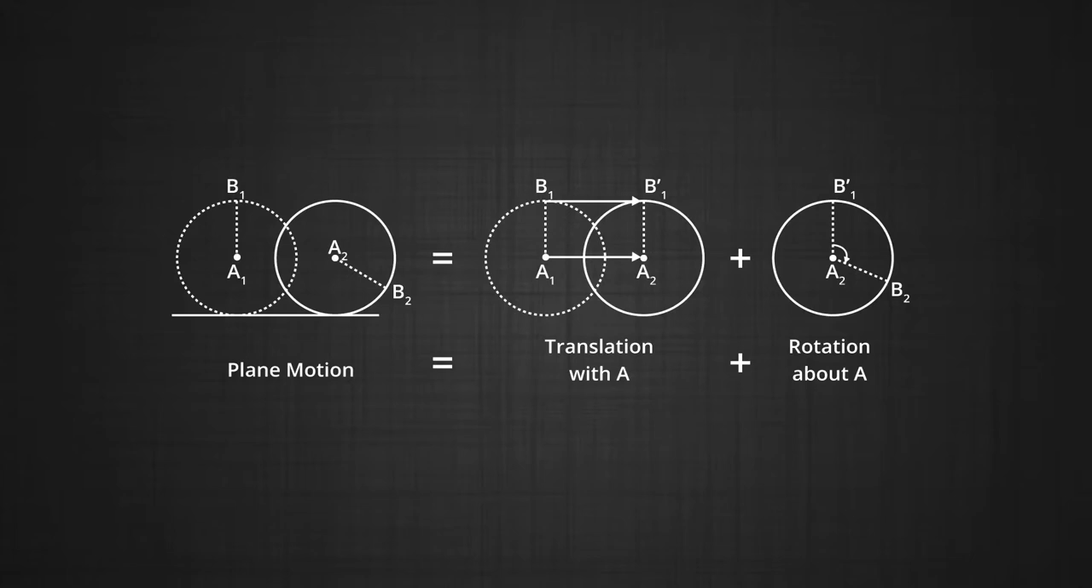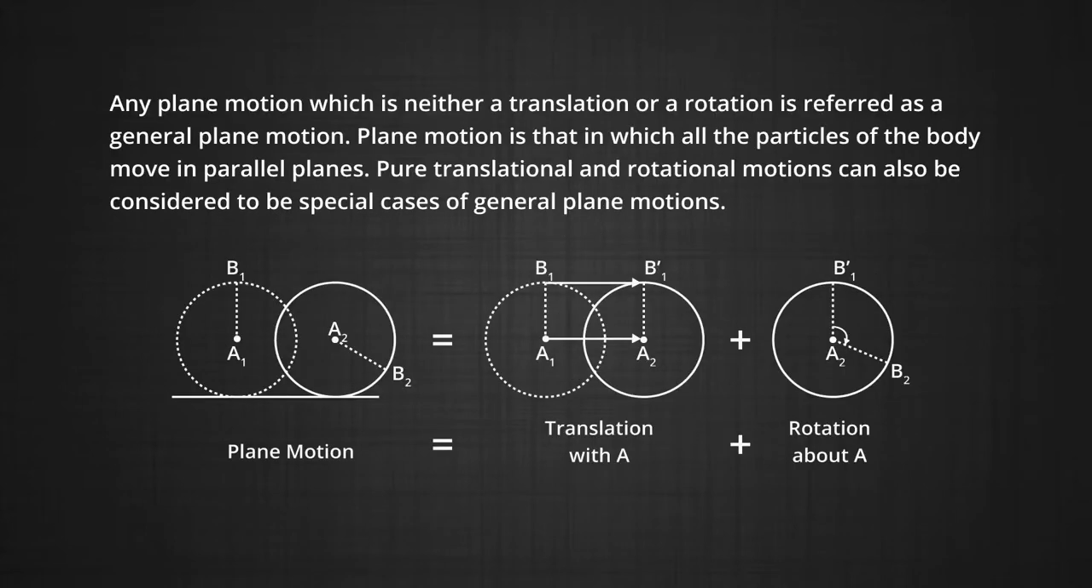figure. If one considers or observes a radial line, it moves from points A1, B1 to A2, B2. The motion can be seen as translational and rotational simultaneously for this particular radial line. Any plane motion which is neither pure translation nor pure rotation is referred to as general plane motion. Plane motion is that in which all the particles of the body move in parallel planes. Pure translational and rotational motion can be considered to be special cases of general plane motion.